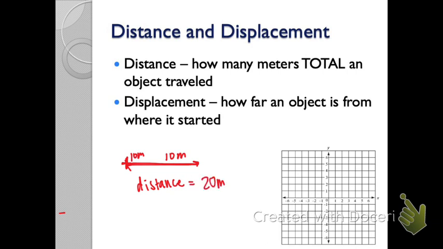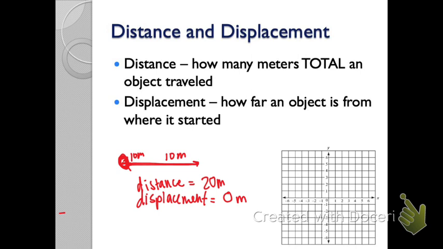But what's my displacement? Where did I start? 0. Right here. And where did I end up? Right back at 0. So my displacement here is 0 meters, right? It's how far I ended up from where I started. Does that make sense? Do you see the difference between those two definitions? How far I ended up from where I started. So there's a really big difference in those two things.